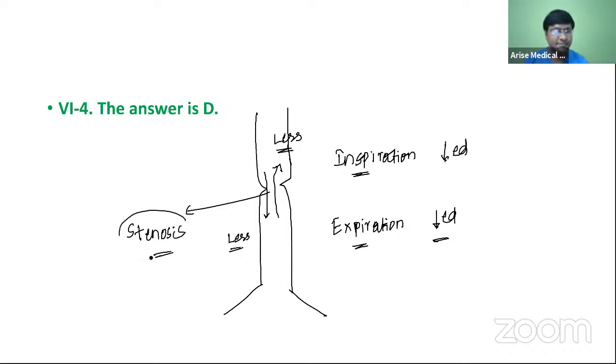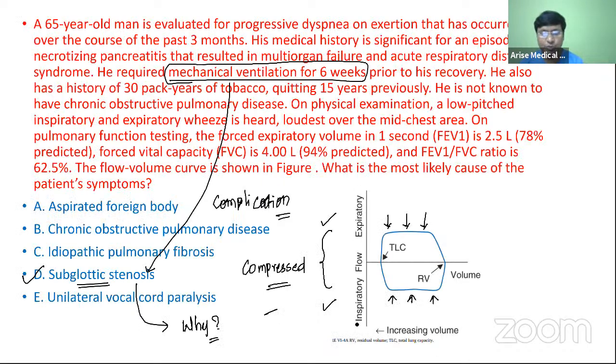Why? Because there is stenosis. And that is the reason why, what will happen to the flow volume loop? The inspiratory component is reduced. The expiratory component is also reduced. Both your inspiratory component and expiratory component will be reduced in case of subglottic stenosis.